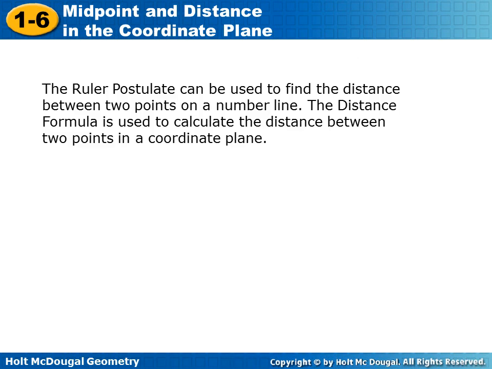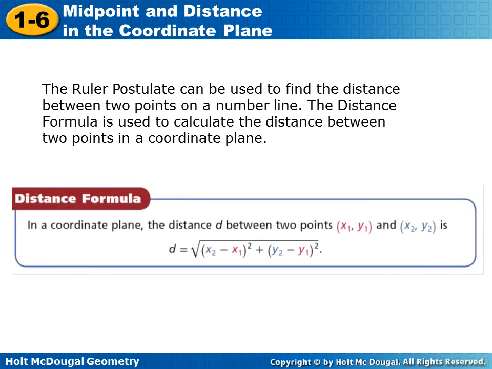The ruler postulate can be used to find the distance between 2 points on a number line. The distance formula is used to calculate the distance between 2 points in a coordinate plane. In a coordinate plane, the distance between 2 points (x1, y1) and (x2, y2) is equal to the square root of (x2 minus x1) squared plus (y2 minus y1) squared.